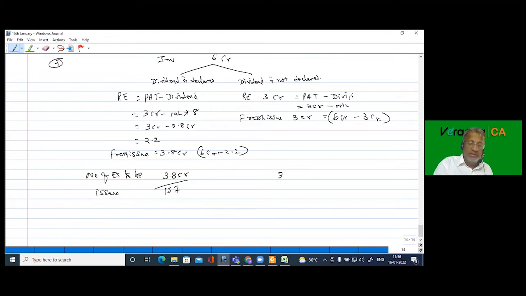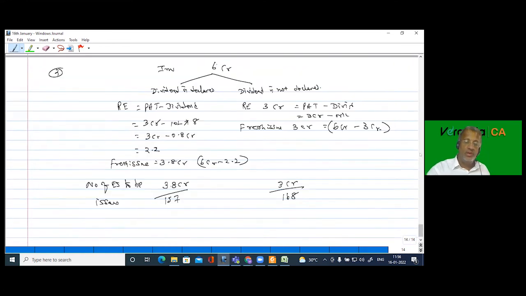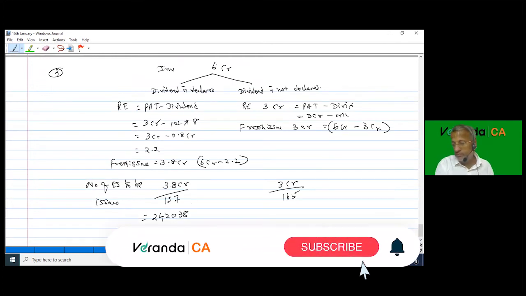Here it is 3 crores divided by 165. So the number of shares is 3.8 into 100 into 1 lakh divided by 157. So it gives you 2,42,038 shares, or you can round it off to 39.